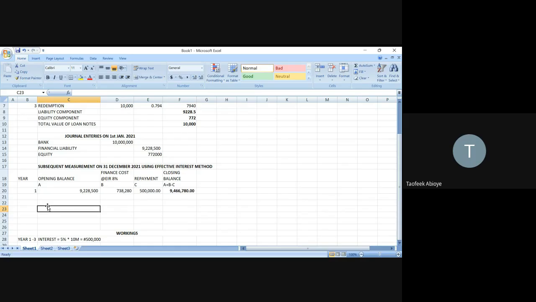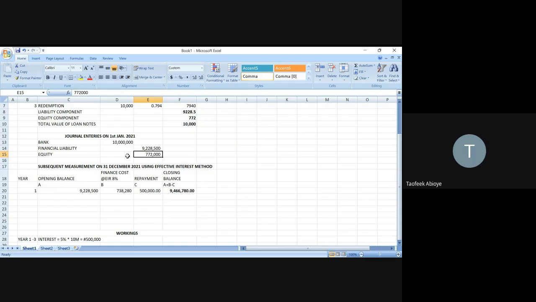But as at that date, this equity will remain the same. There is no remeasurement of this equity. This equity must remain. We are not going to remeasure it. At the end of the year, 31st December 2021, this will be the amount. At the end of December 2022, the same amount. At the end of year 3, the same amount.